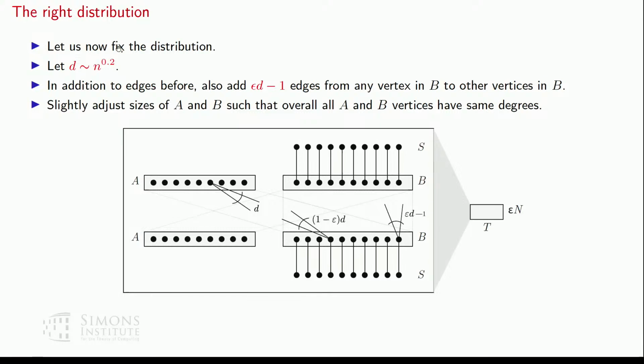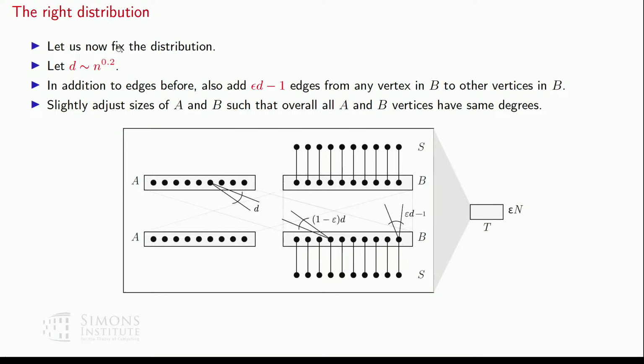So you want to change this. In the fixed distribution, the degrees from A to B is still D, and think of D again as n to epsilon, or n to 0.2. And from B to A, we're going to have (1 minus epsilon) D edges. So the degrees from B to A is now slightly less. And also, we're going to have epsilon D edges from B to B.